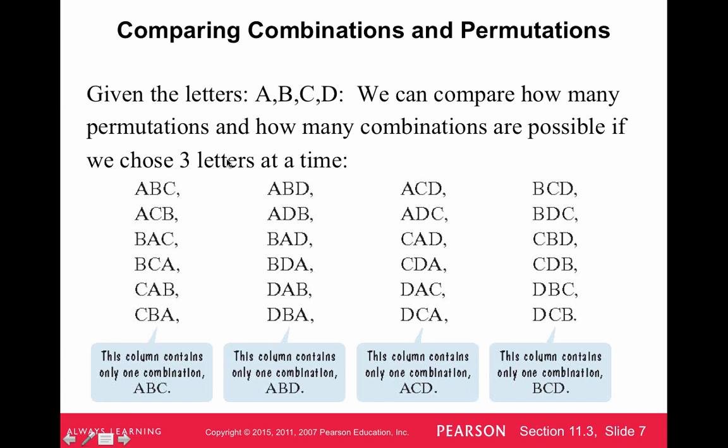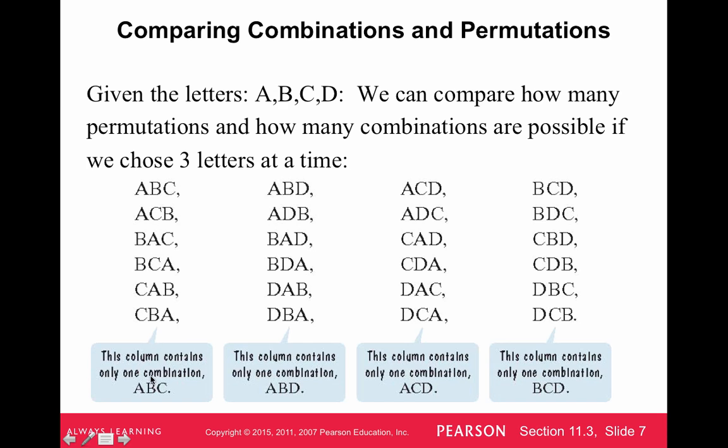So permutation, this top part shows you all the different permutations where order matters. These are all different. So we have 1, 2, 3, 4, 5, 6. 6 times 4, 24 different ways that we can select 3 letters from 4 letters.